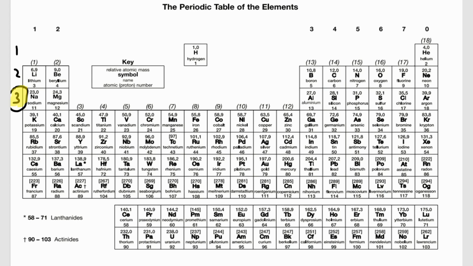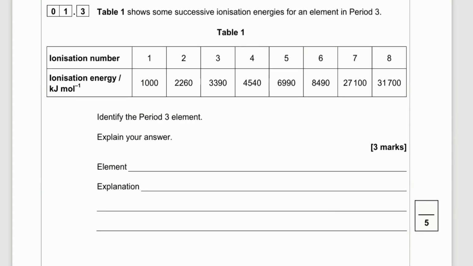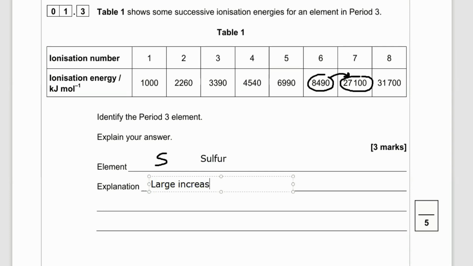So if we go across here at period 3, where I've coloured it in yellow, and we count 6 elements along to group 6, we'll find that sulfur, that's in group 6, the one with 6 electrons in the outer shell. So there we go. So now it says identify the element, and as we know it's in group 6, because of the big jump between 6 and 7, we can write sulfur, or you can put the symbol S.